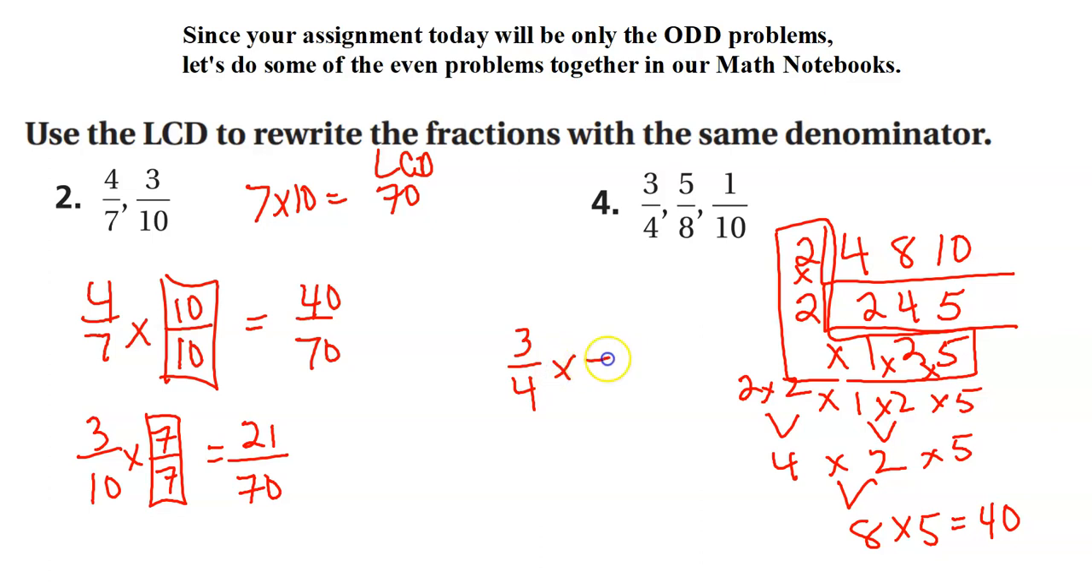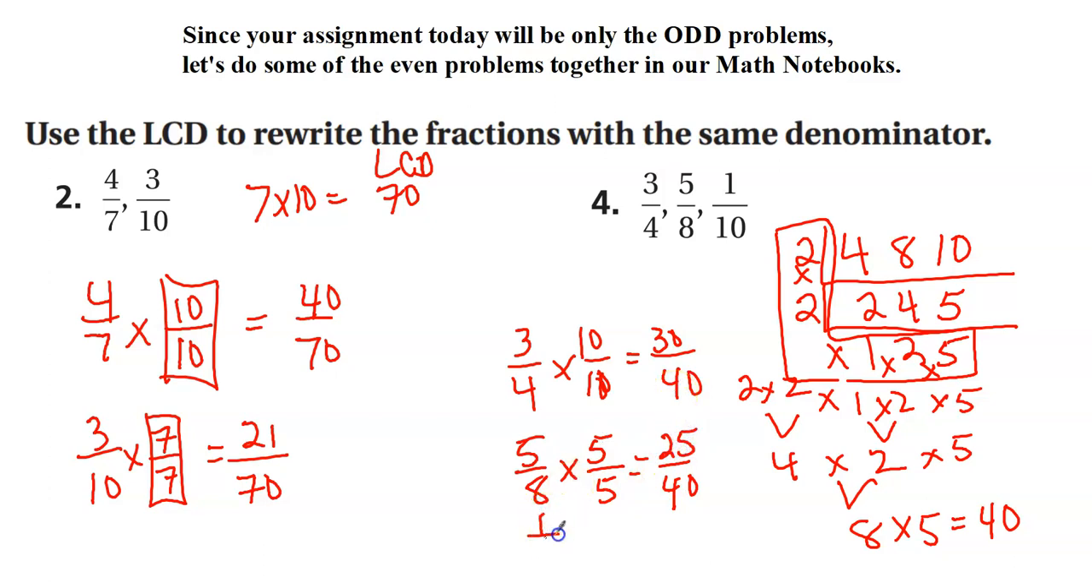So I'm going to multiply by a fraction to give me 40 on the denominator. 4 times 10 is 40, so I multiply by 10 over 10, and I get 30/40. 5/8 times a fraction, and I want the denominator to be 40, and 8 times 5 is 40, so I multiply by 5 over 5. 5 times 5 is 25, and the last one is 1/10 times some number, and I want the denominator to be 40, and I know if I multiply by 4 over 4, 1 times 4, there's the 3 equivalent fractions.